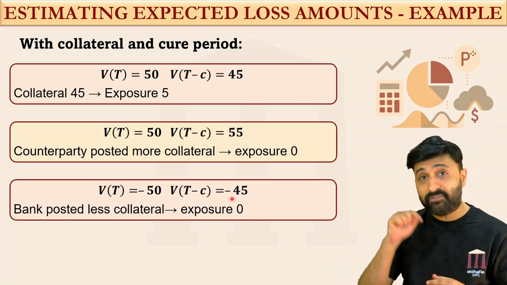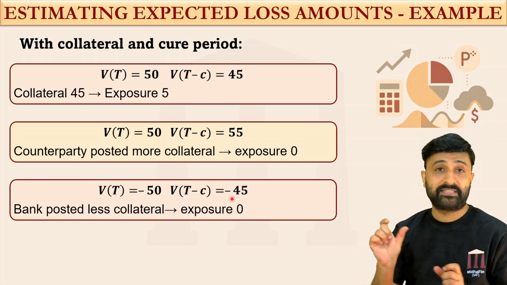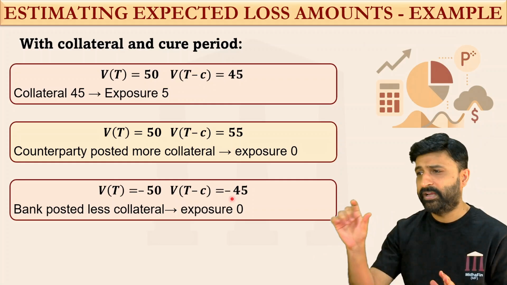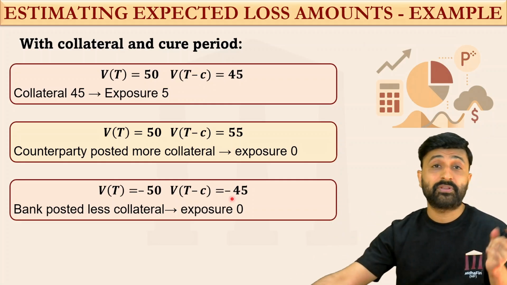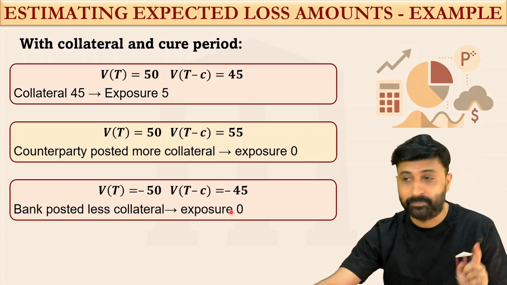So if the bank were to default at time t, the counterparty might lose part of this difference, this five, okay, $5 or $500 or $5 million, depending upon how we are scaling it. So in this case too, the exposure for the bank is actually zero. The exposure is for the counterparty, not for the bank.